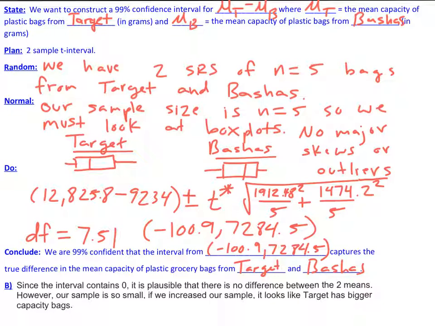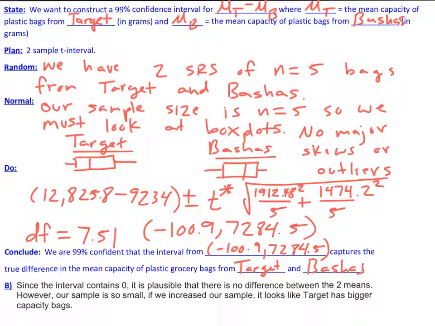This interval is super wide, is the issue, and there's two things going on. We're at 99% confidence, and we only had 2 sample sizes of 5. So the amount of variability from chance is really big. That's kind of what Part B is alluding to: if you did this with bigger sample sizes, it looks like you would find that the Target bags can hold more before they rip.